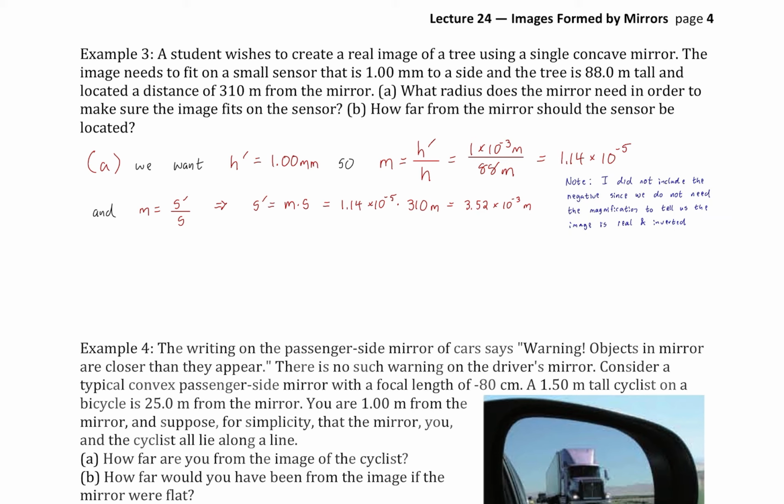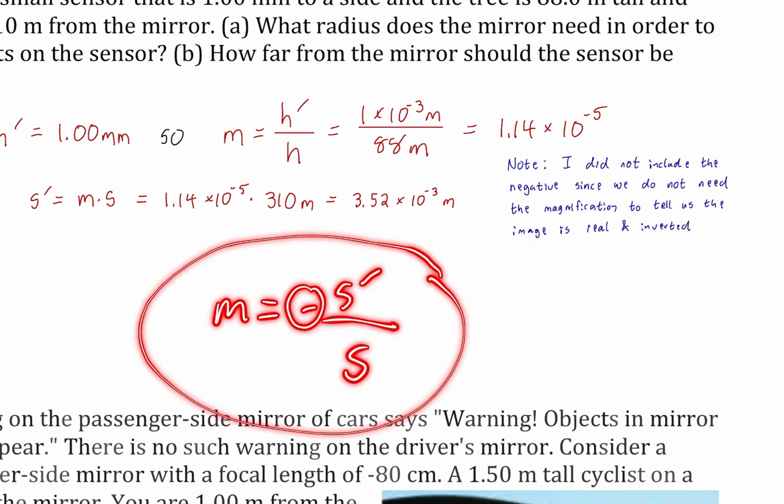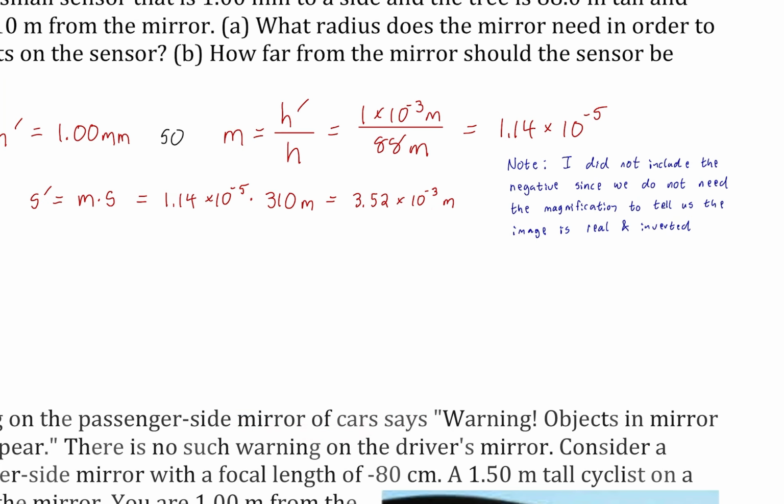Notice here, though, this is the wrong formula. Where's my negative? Did I leave it off? No, I did not include the negative on purpose, and that's the negative in the formula that relates S prime and S, right, to M, because we do not need the magnification to tell us that the image is real and inverted. Because the formula, this familiar formula, M equals negative S prime over S, the negative there is just the sign convention, all right? It's there to tell us what our image is doing. Its purpose is to tell us if the image is inverted or upright.